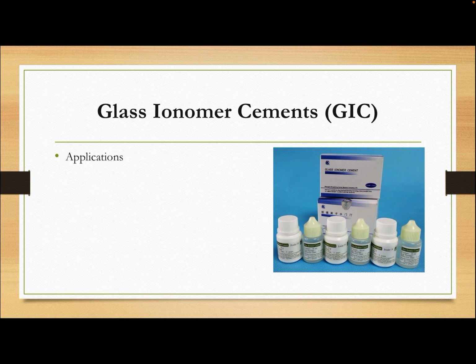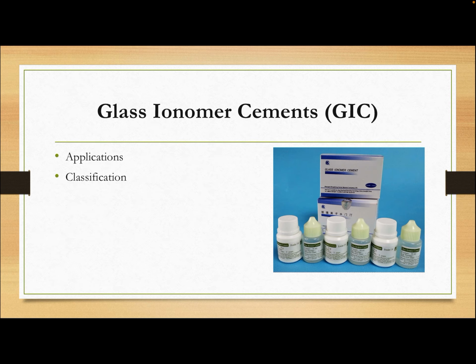Some of the applications for glass ionomer cement, or GIC for short, are using it as a restorative material for class 3 cavities, for class 5 cavities in eroded areas, as a luting agent, as a liner, a base, a core build-up material, and to a limited extent for pit and fissure sealant, and many other applications.